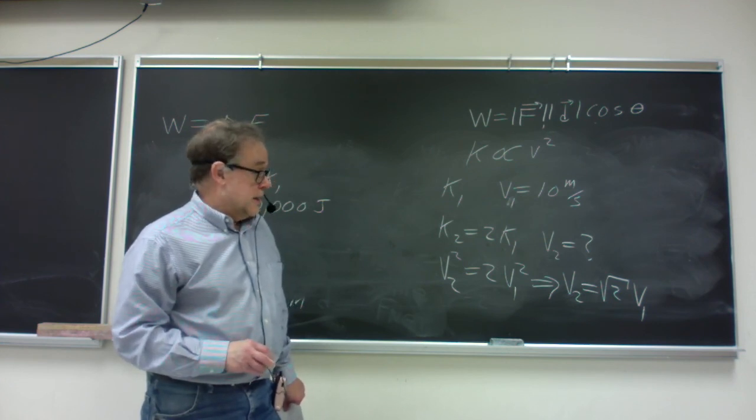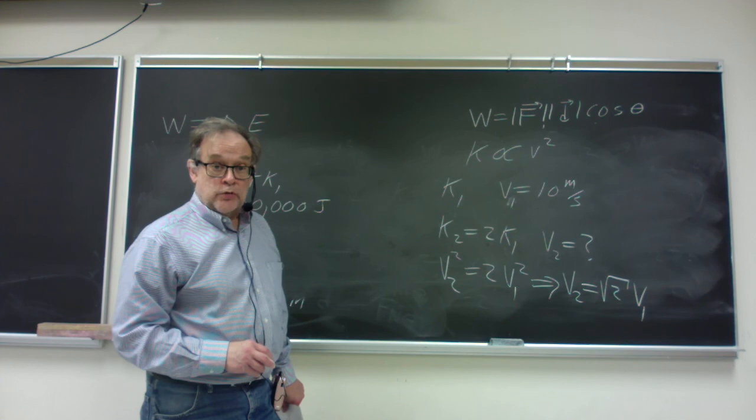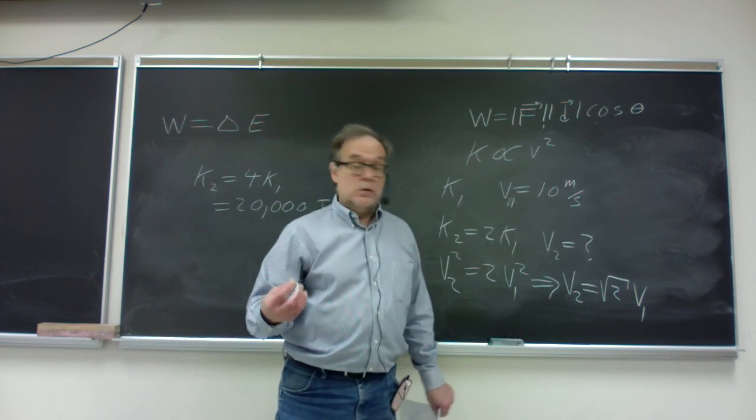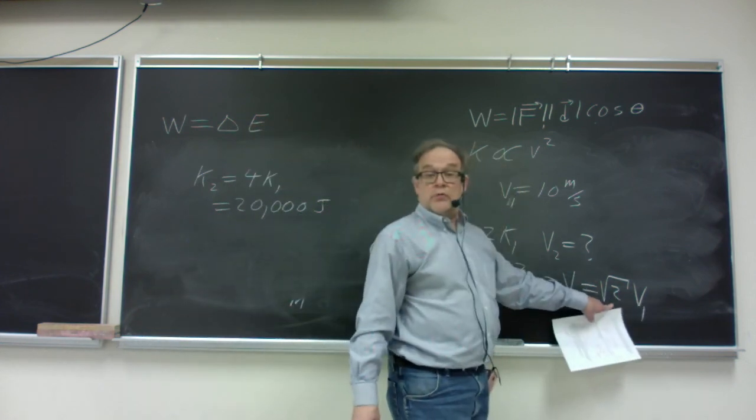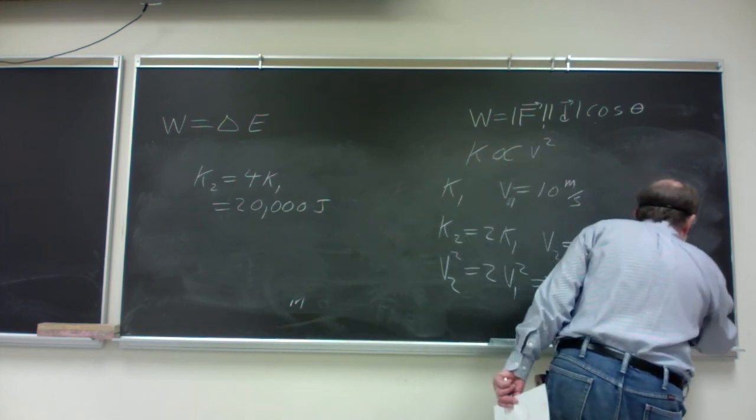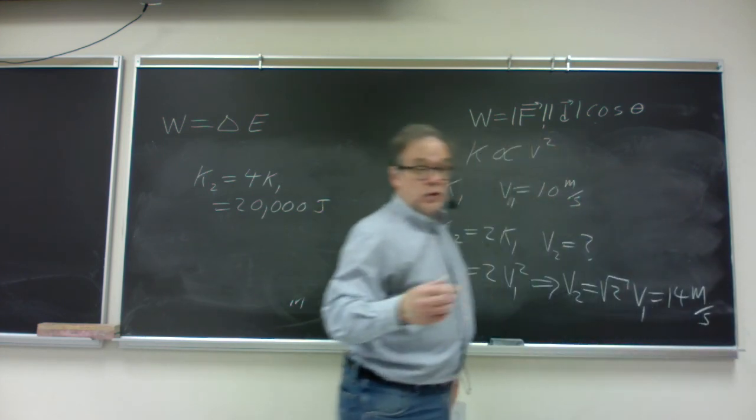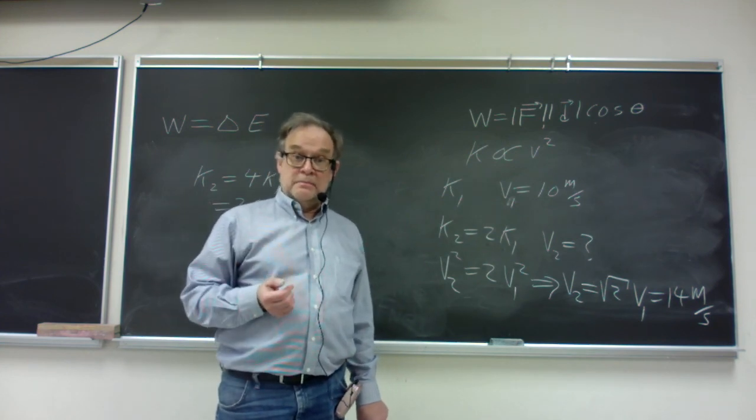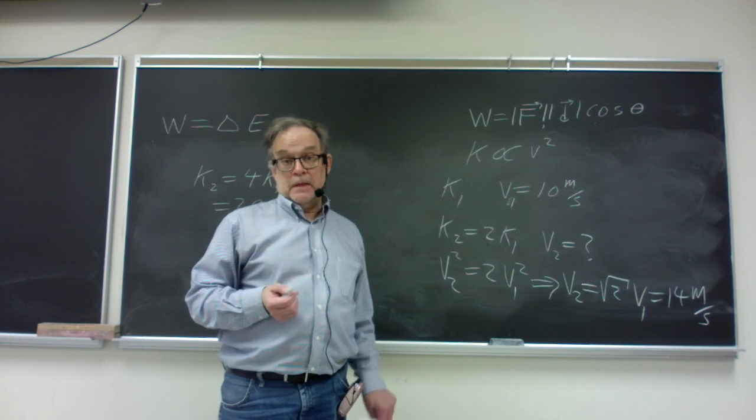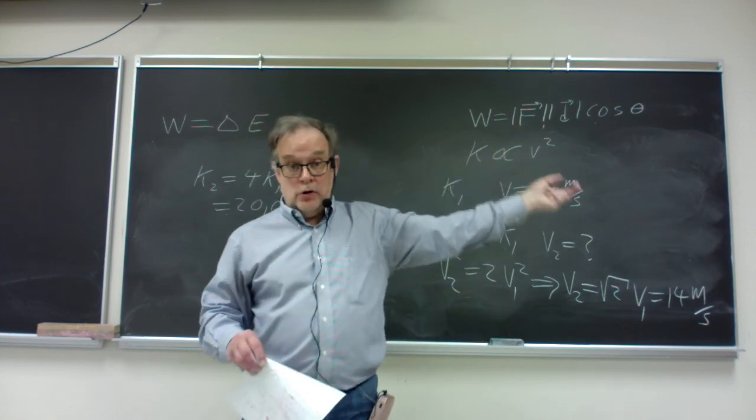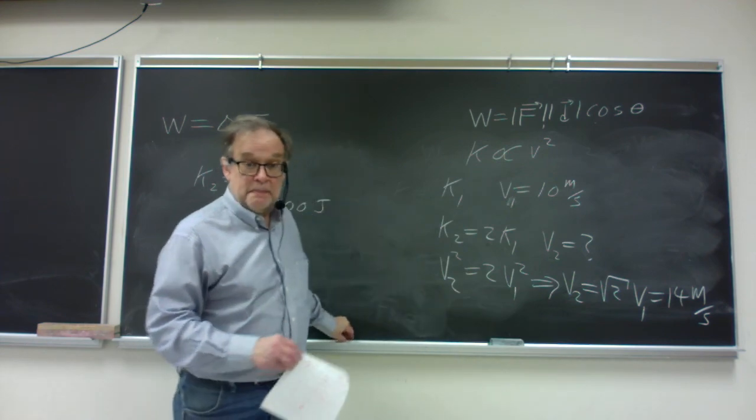And then v1 was 10. Square root of 2 is roughly 1.4. So the new velocity is 10 times 1.4, 14 meters per second. The velocity does not have to double in order to make the total kinetic energy double, because kinetic energy behaves the same way as v squared. It does not behave the same way as v.